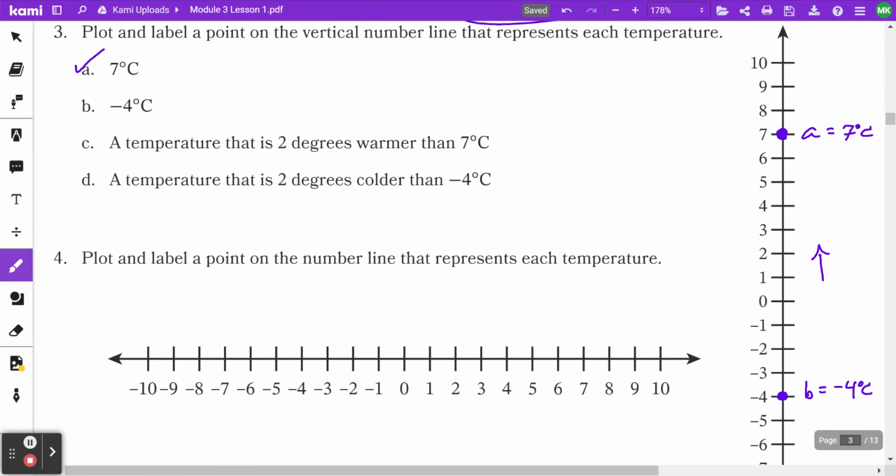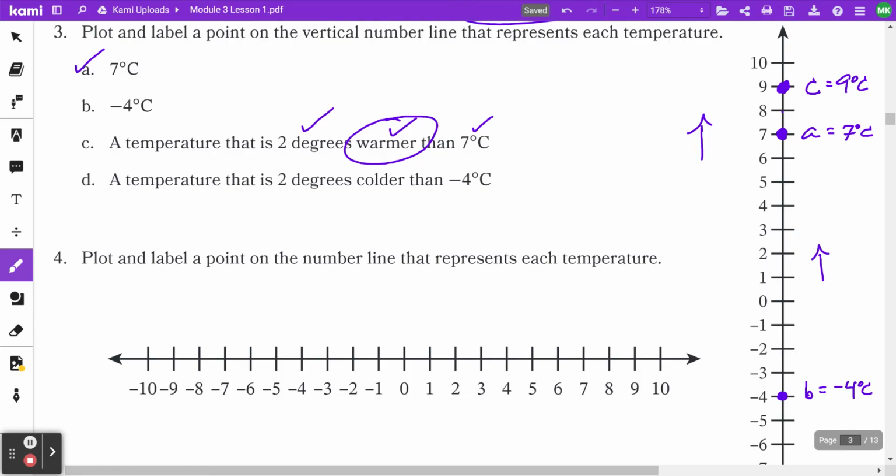And now I need a temperature that is 2 degrees warmer. Now, if I'm getting warmer, remember, I need to go up, right? Getting warmer. 2 degrees warmer. So there's my 8. There's my 9. 2 degrees warmer is going to be right there. Equals 9 degrees Celsius.